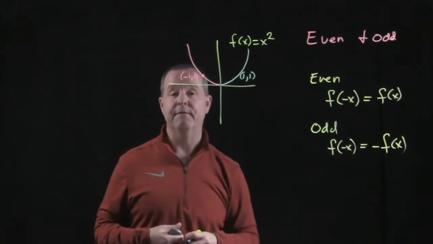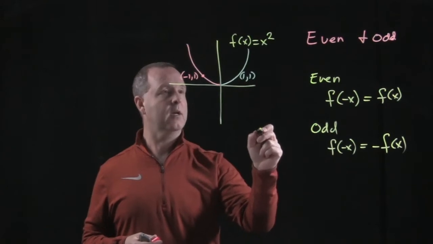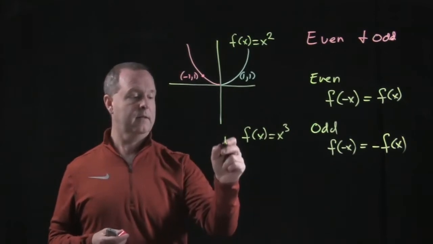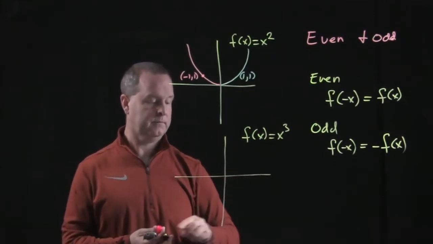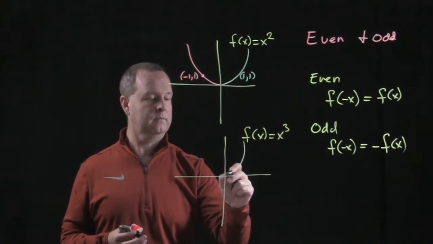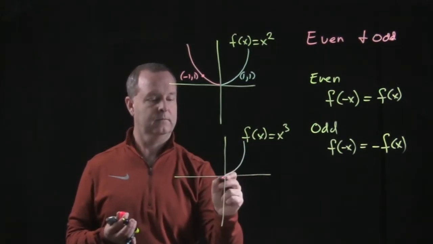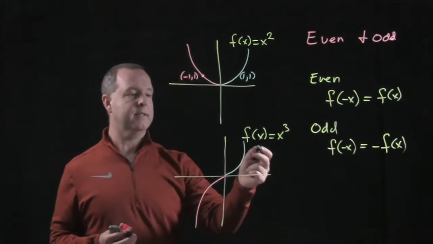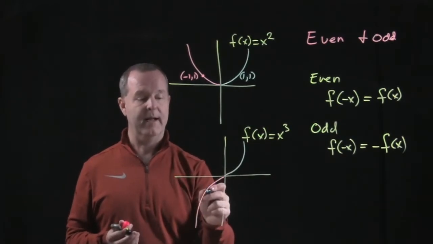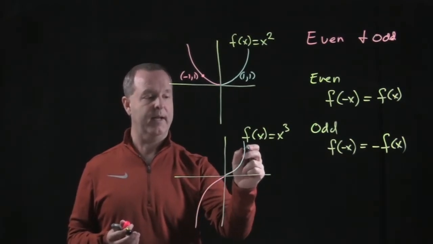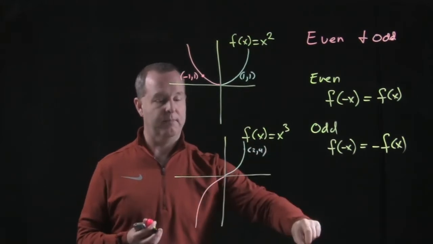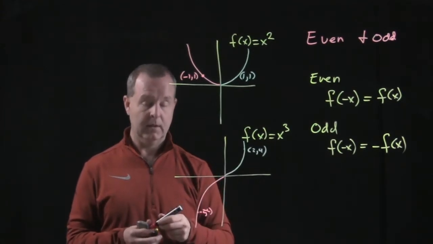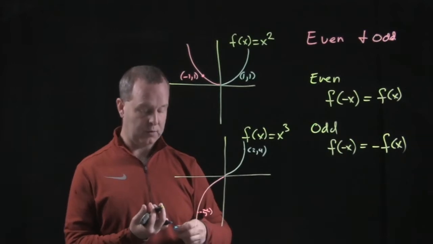So there we have a function that is even. Now let's look at a function that would be odd. And we're going to look at f of x equals x cubed. We saw this one earlier. And you can see the reflection about the origin. In this case, that is an odd function. Again, with corresponding points. For example, the point 2 and 4 corresponds with the point -2 and -4.